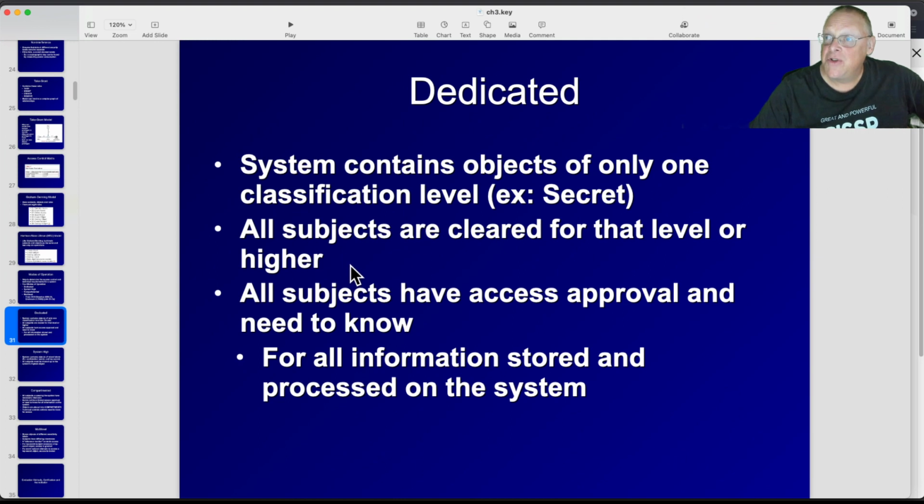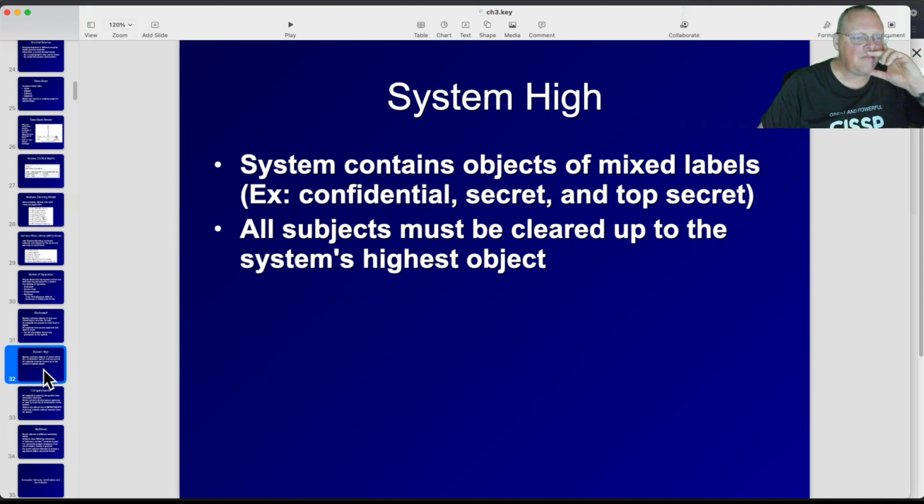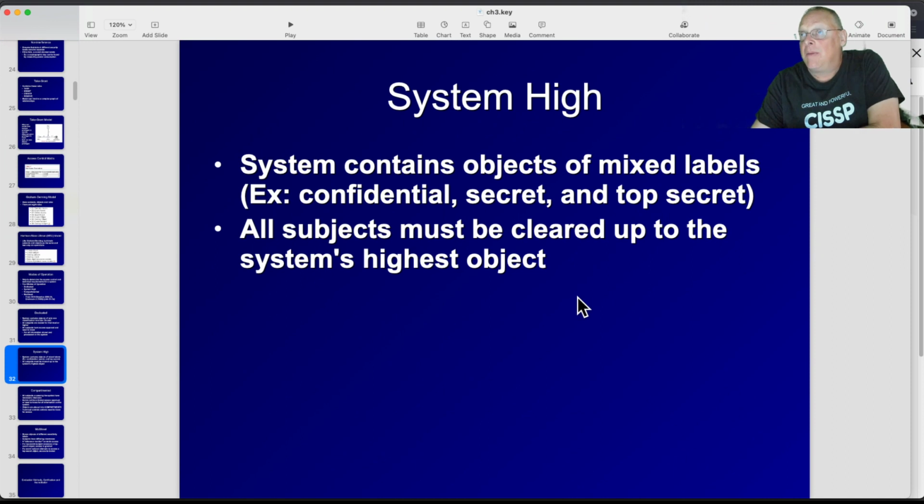That seems like the most simply, obviously secure approach. And nobody's allowed to have access to that dedicated machine unless they have access approval and need to know. So they're cleared for that machine, for the data on that machine, and nobody else can touch it at all. That would seem like a simple way to protect confidentiality. But it's very expensive and complicated, of course.